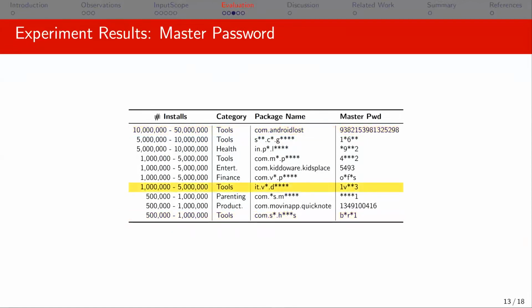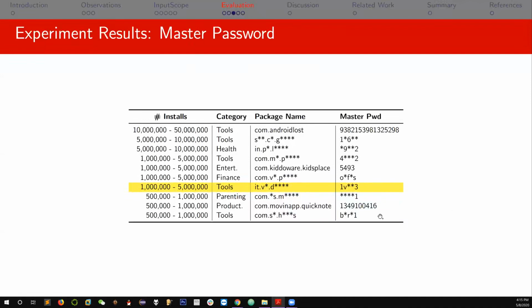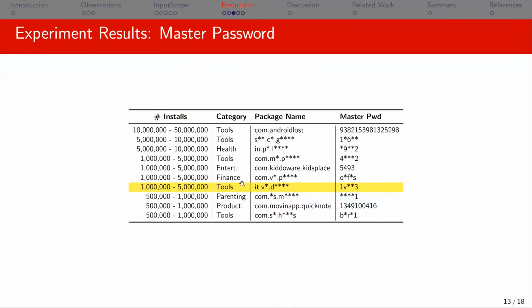Another interesting case is that there's one app where, when we use a master password to log into another user's account that we created ourselves for testing, the app allows us to log in, of course, and in the meanwhile, it also shows a text at the bottom saying wrong password.